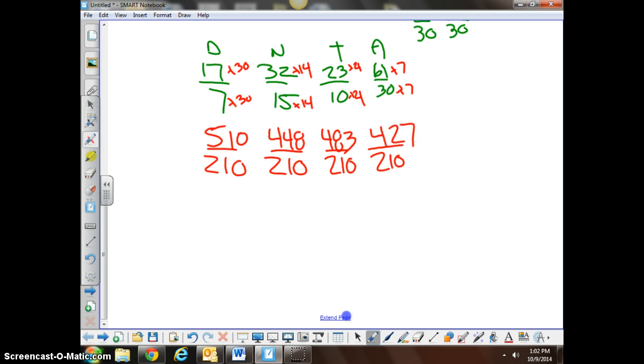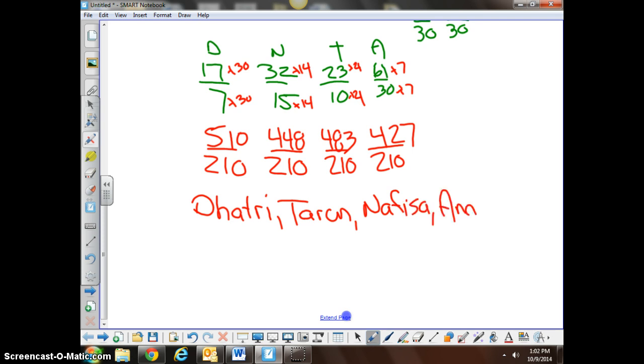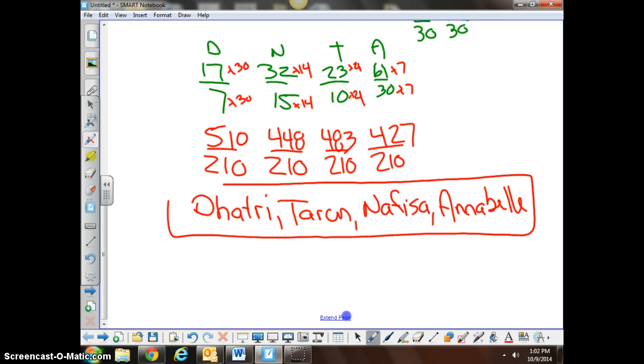If I'm going to order these from who ran the longest to who ran the least, I would say the longest runner would be Daughtry. She ran the longest distance. My next longest runner is going to be Tarun. My next longest runner is going to be Nafisa. And we know this is right because Annabelle has to be less than Nafisa, right? Or we don't know it's right, but we have a good idea that at least these two are right. Because we know Annabelle is 1/10 of a mile less than Nafisa, and according to our math, she is behind Nafisa.